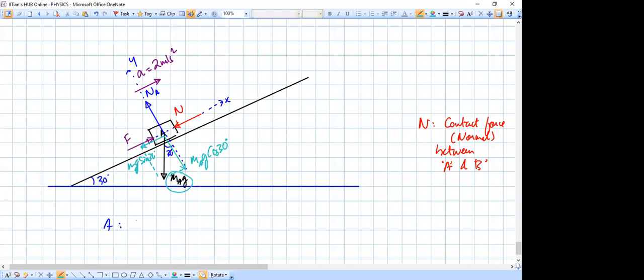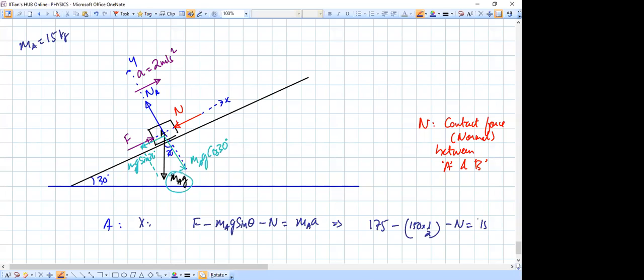Okay. So for A along the x-axis, my equation becomes F minus mg sin theta minus N is equal to ma. So this will actually give me N. So I'll have 175 minus, this mass of A was 15 kg, so minus 150 into half, minus N is equal to 15 into 2. So this equation will actually give me the value of the normal reaction.